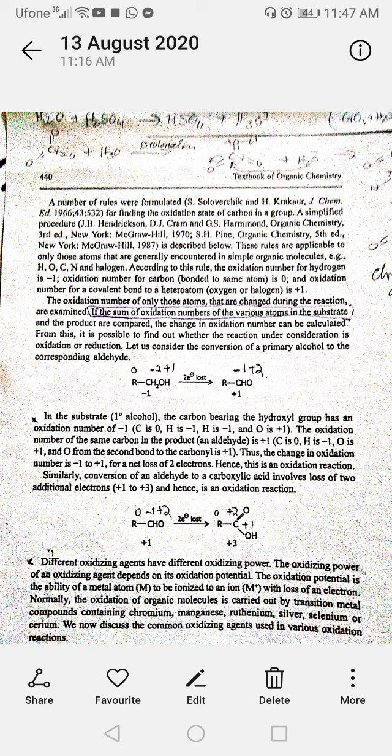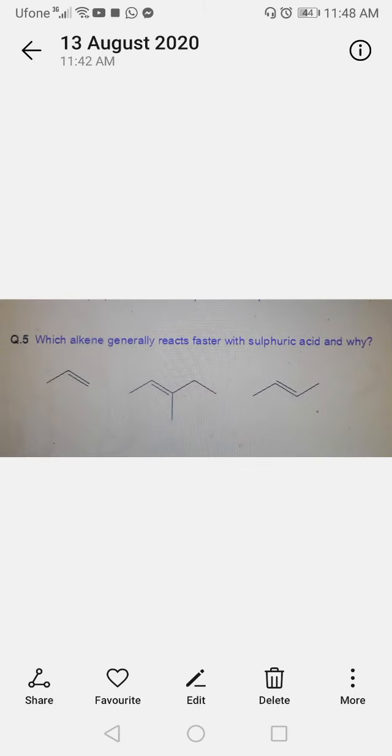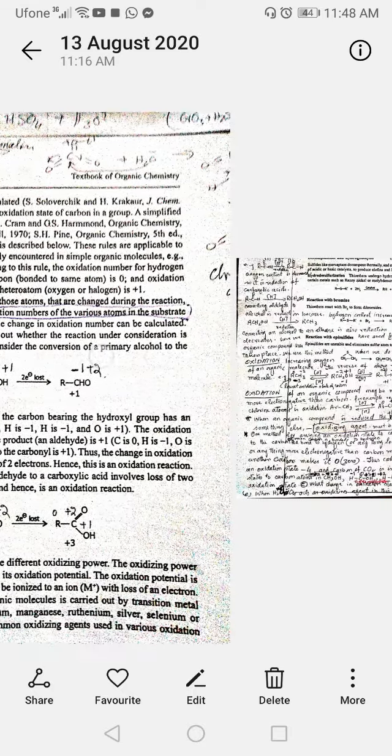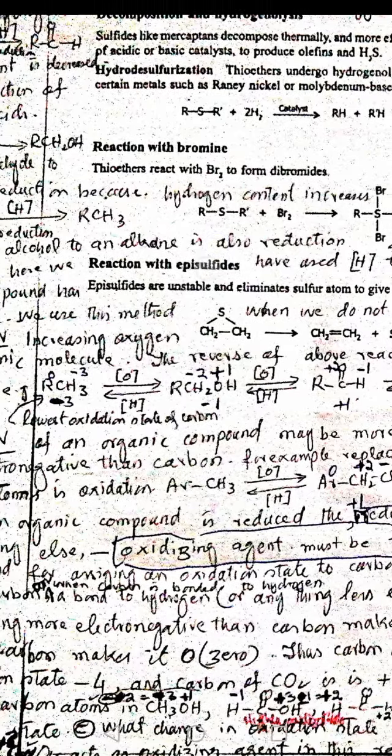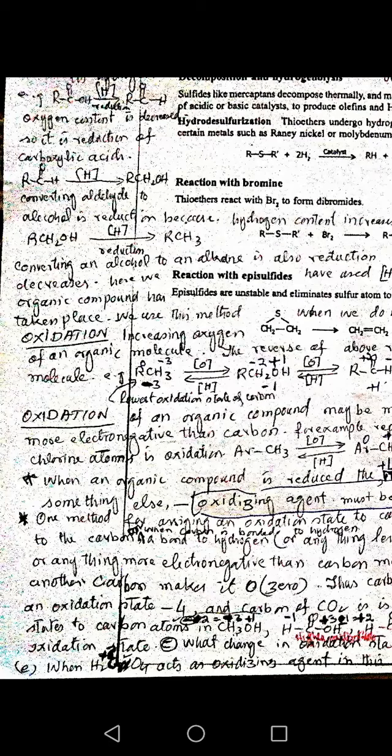So we are seeing some more examples of compounds. Here see the example of the carboxylic acid. It is changed into aldehyde. What has happened? Removal of oxygen is called reduction.